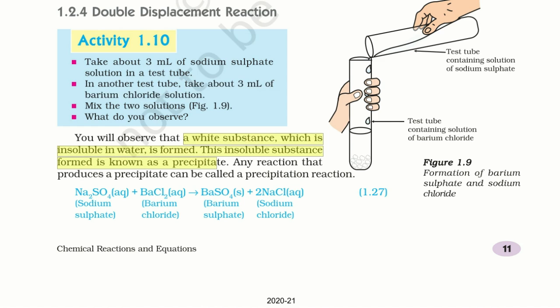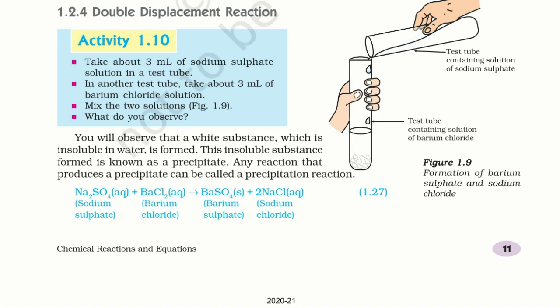This insoluble substance formed is known as precipitate. Now any reaction that produces precipitate can also be called precipitation reaction. But here we are going to study about double displacement reaction. What you saw here was when sodium sulfate solution was mixed with barium chloride solution, it formed two new products, barium sulfate and sodium chloride, where sodium was displaced by barium and barium was displaced by sodium.